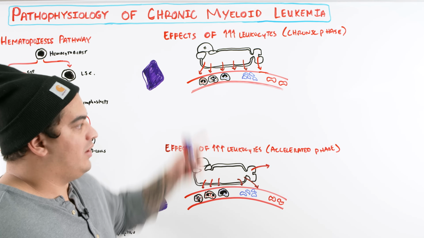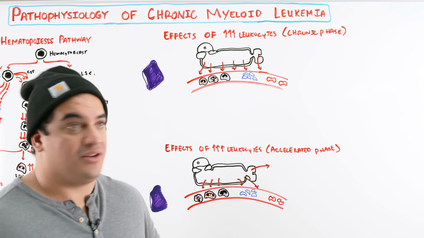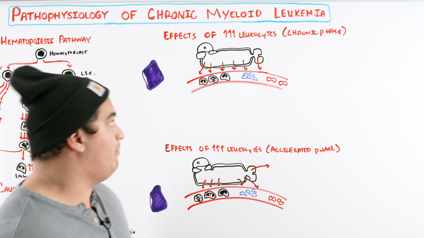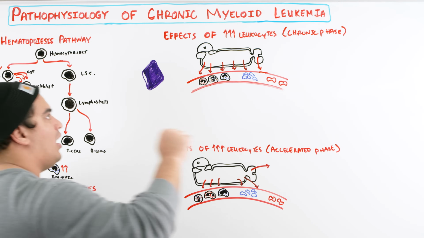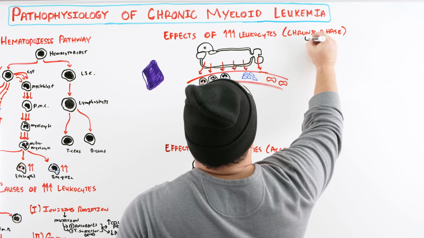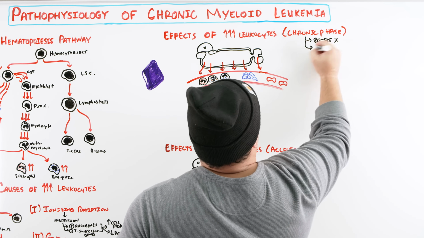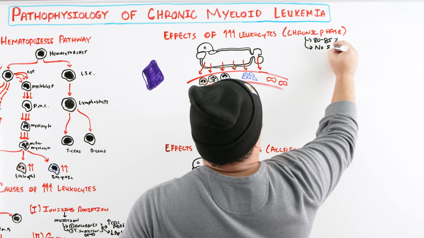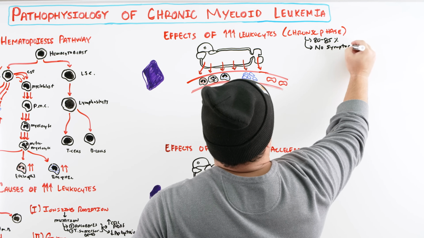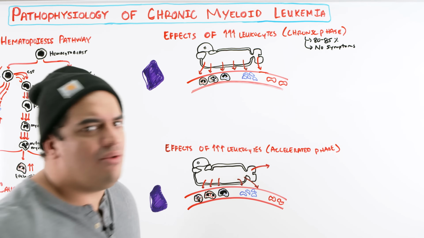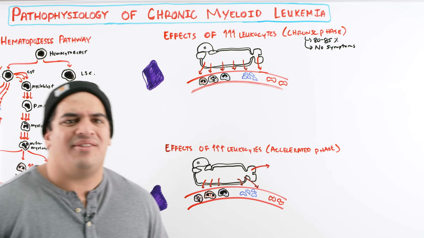So what are the effects of this? Let's talk about the triphasic response of CML. There are three phases: chronic phase, accelerated phase, and blast phase. In the chronic phase, which is where, to be honest with you, 80 to 85% of people usually present, patients often have no symptoms. I'm not even kidding. Sometimes there are no specific symptoms, but if they do have symptoms, they're very, very vague.